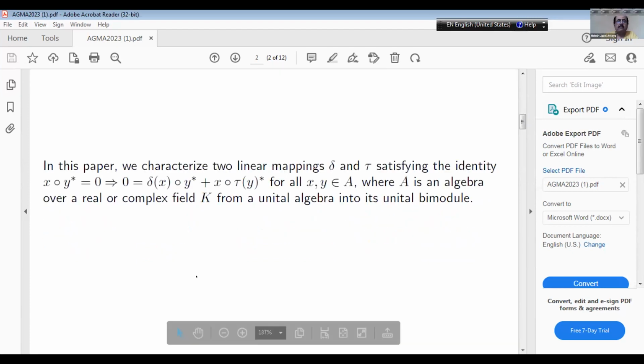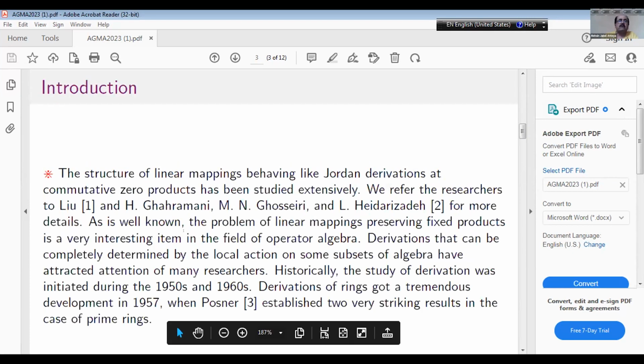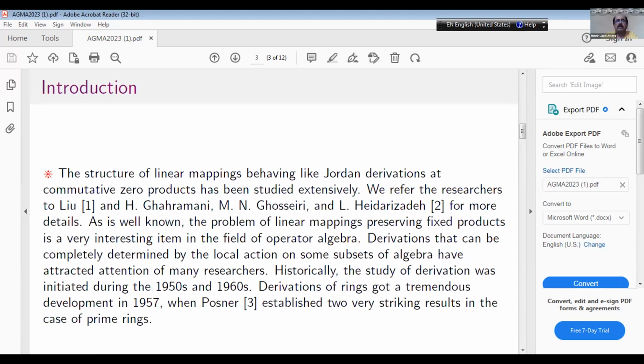And the background of this subject: the structure of linear maps behaving like Jordan derivations at commutative zero products has been studied extensively. We refer to these researchers as a sample of those who worked on and published more results about this subject.